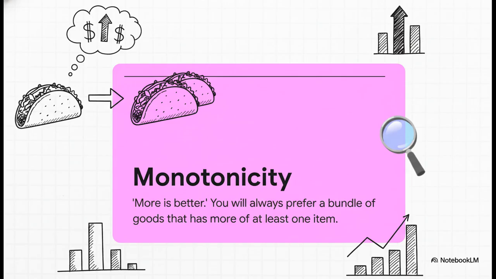And the third rule is monotonicity, which honestly is just a fancy way of saying more is better. All other things being equal, if I offered you 2 tacos or 3 tacos, you're going to take the 3 tacos, right? We'd all rather have more of a good thing than less of it.